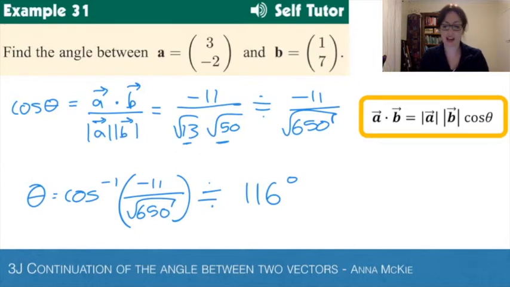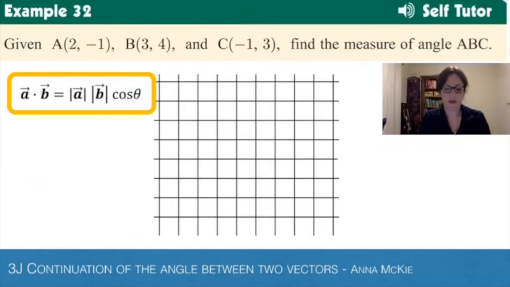So we have found the angle between those vectors. Given A, B and C here, which are points, we're asked to find the measure of angle ABC. The tip that I like to do is, as often as you can, create a picture, a visual for yourself. So plot those points. It might help you picture what you're going to do.